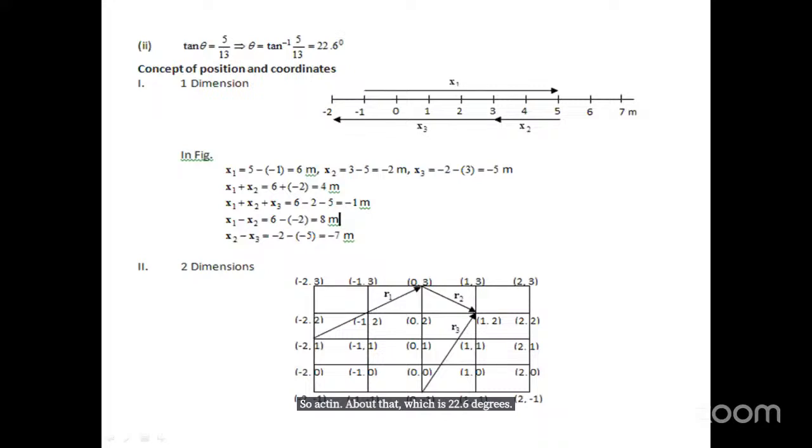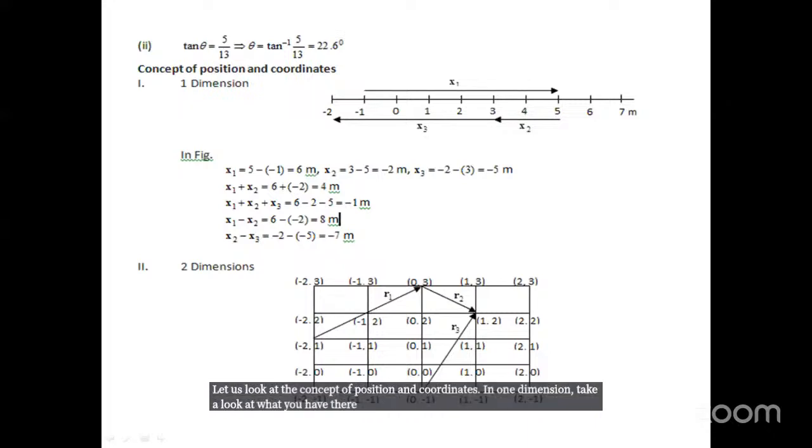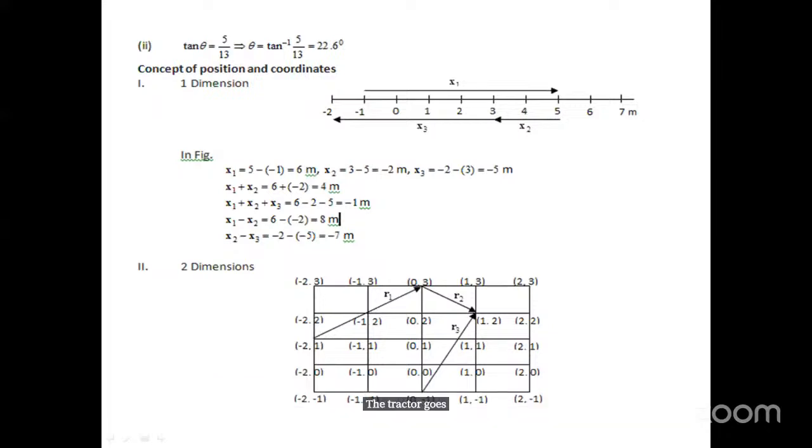Let us look at the concept of position and coordinates. In one dimension, take a look at what we have there. Vector x1 goes from -1 to 5. Vector x2 goes from 5 to 3. And vector x3 goes from 3 to -2.